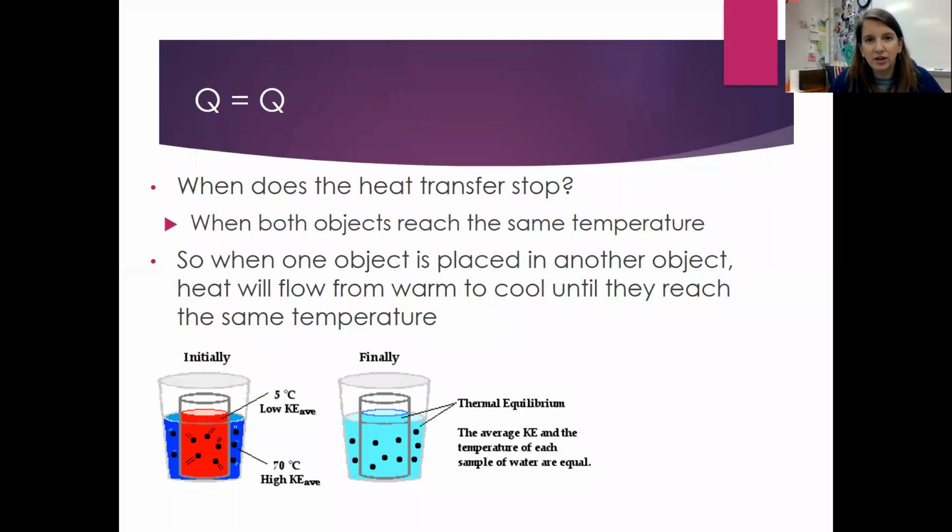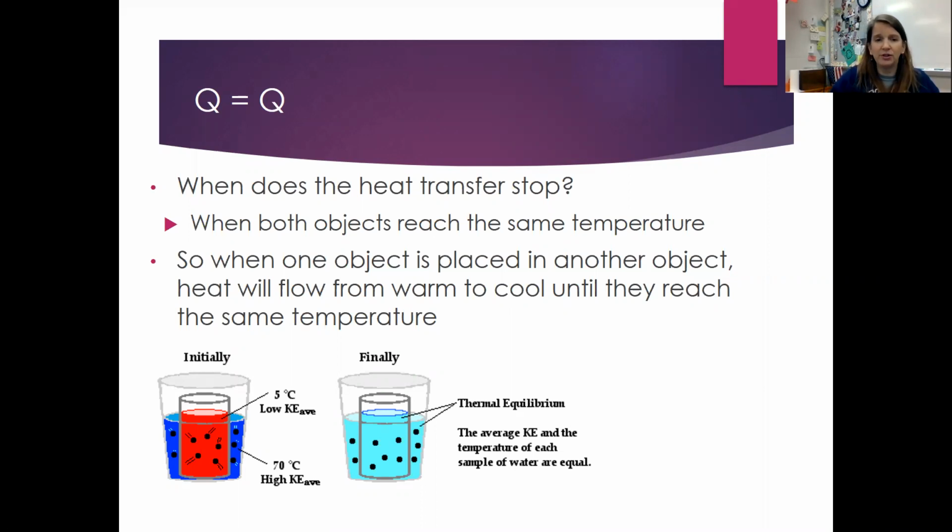All right, so we've already talked about heat as a flow of energy going from the warm object to the cool object, and we've already done specific heat calculations. So we're going to do these kinds of calculations that we call Q equals Q. All that means is that the heat lost by one object is going to equal the heat gained by the other objects.